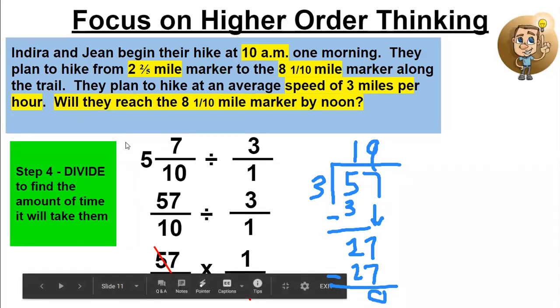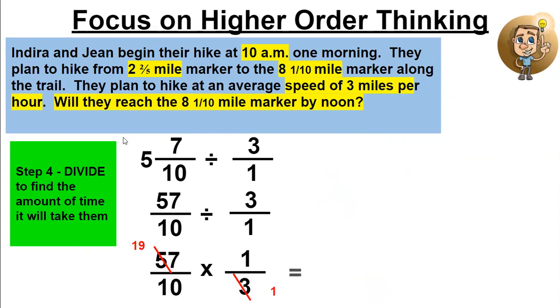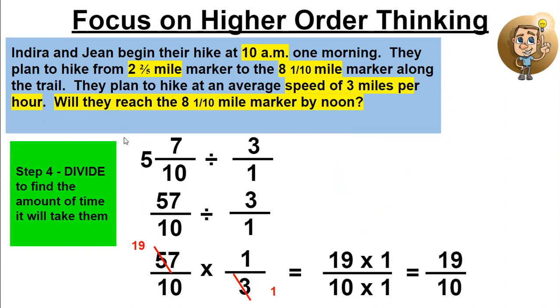Now that black bar is at the bottom. There it goes. And 57 divided by 3 is 19. And 3 divided by itself is 1. And now I multiply across the top, 19 times 1, and across the bottom, 10 times 1. I get 19 over 10. Improper fraction. So how do I convert that?